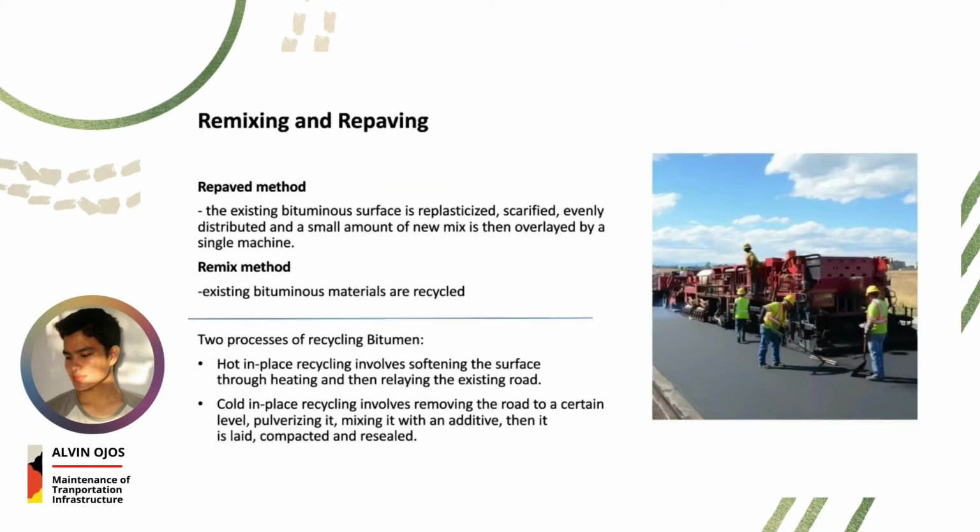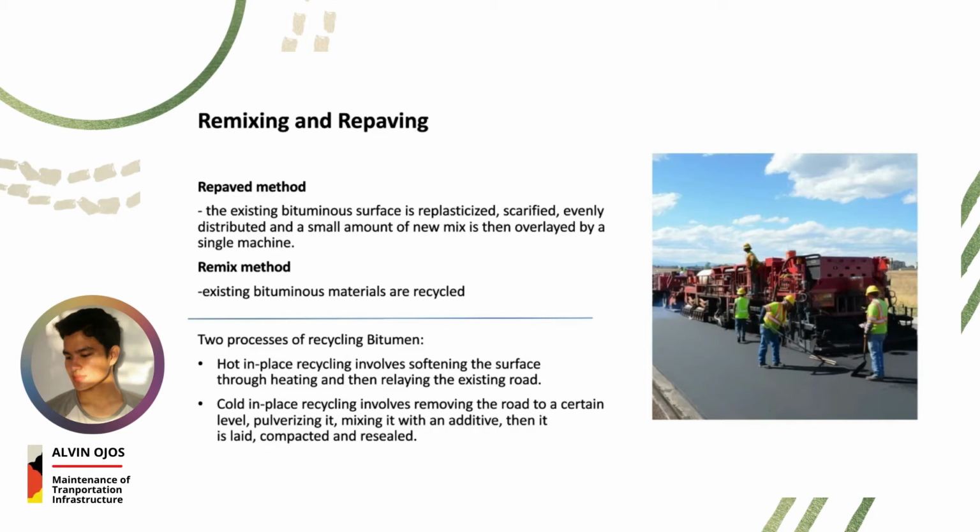Next, we have remixing and repaving. If the repave method is used, the existing bituminous surface is replasticized, scarified, evenly distributed, and a small amount of new mix is then overlaid by a single machine. The scarification method is carried out to remove old and unnecessary bitumen. And with the remix method, the existing bituminous materials are recycled.